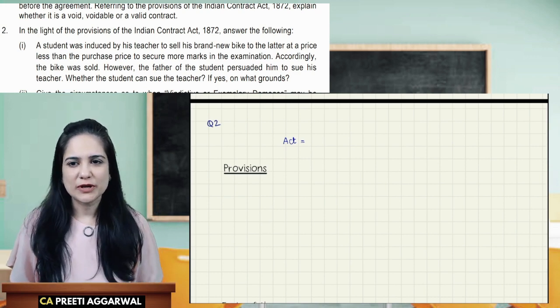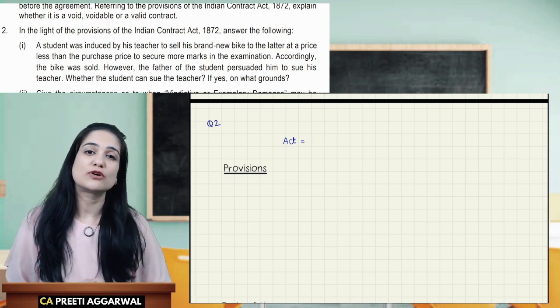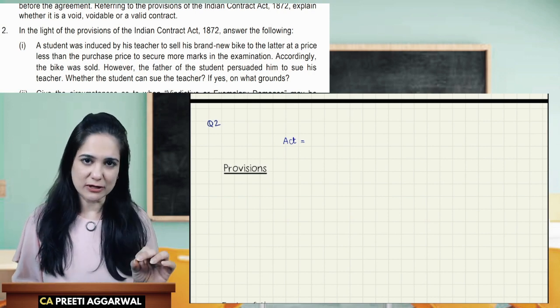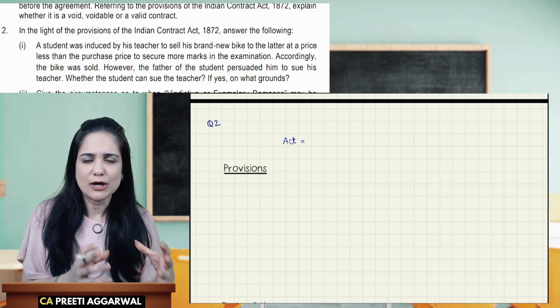However, the father of the student persuaded him to sue the teacher. Whether the student can sue the teacher, and if yes, on what grounds. Now, how will you frame the answer? You have to write about undue influence, but you cannot just start by writing about undue influence. You have to create some background. So, what will you say?